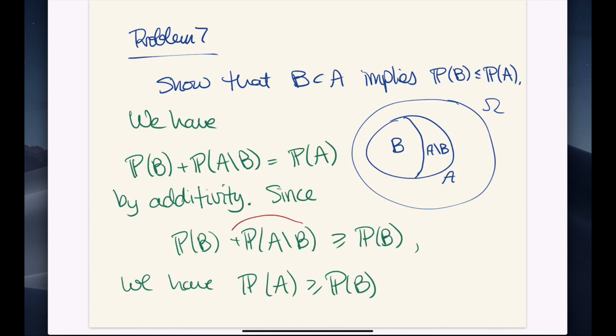Now we can replace this term with 0, and in doing so we know that we're not making the left-hand side any larger because this probability is greater than or equal to 0. So that means that the probability of A is indeed greater than or equal to the probability of B.